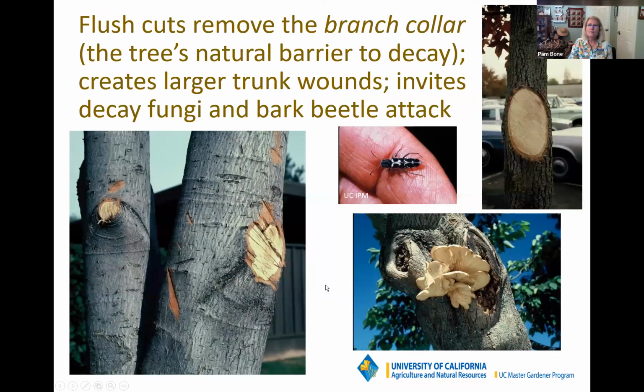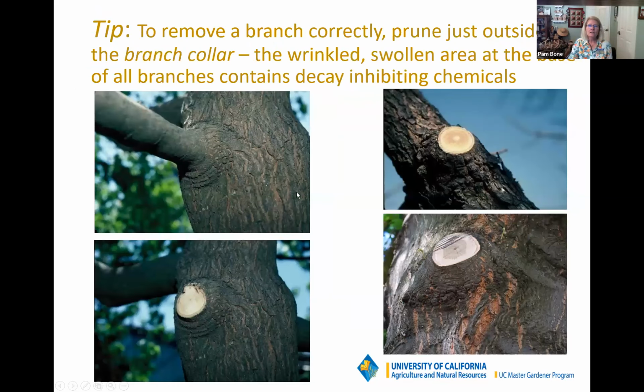So you don't want to make a flush cut. You want to keep just outside the branch bark collar, and you're going to have the tree's natural barrier to decay. So this flush cutting here is the worst thing you can do to a tree besides topping the tree. You want to instead make a nice cut just outside of the branch collar. Look for the swollen, wrinkled area. It has decay inhibiting chemicals that won't allow it to get into the tree. And you want to do that with your fruit trees and everything.